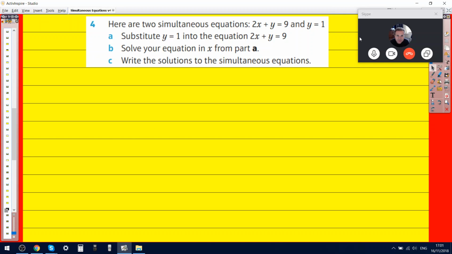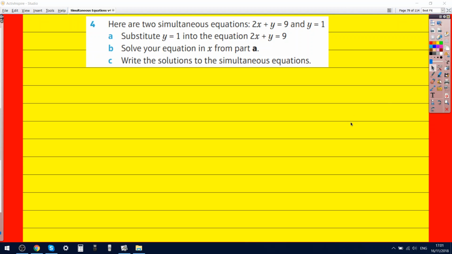Okay, how would you do this part A? I honestly have no idea how to start. Okay. Basically y is 1 and then so, wait, so would it just be 2x add 1 equals 9? Yeah.